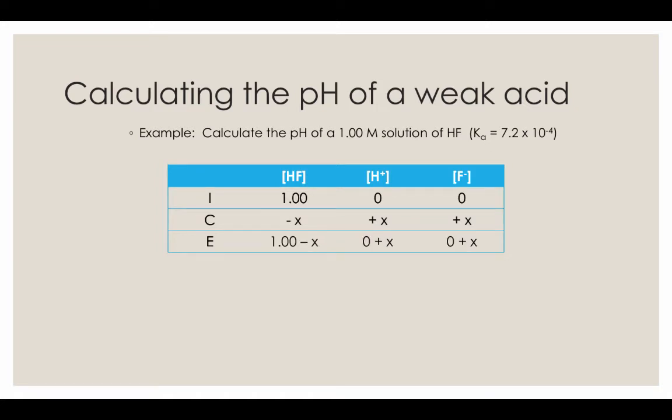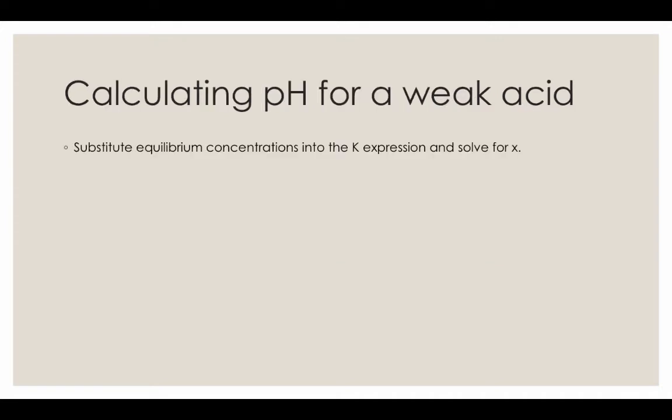Therefore, at equilibrium, we can subtract our change value from our initial value. From here, we can plug these values into our Ka expression. Our Ka expression then becomes 7.2 times 10 to the negative fourth, which is our Ka value, is equal to x times x over 1 minus x. This is H+ times F- over HF.